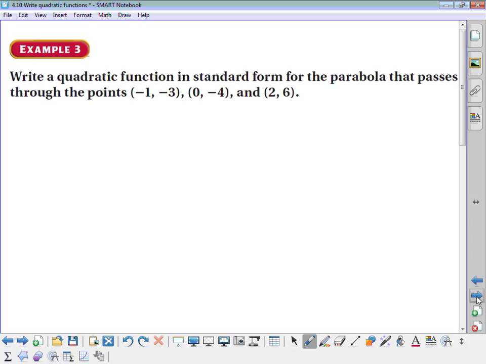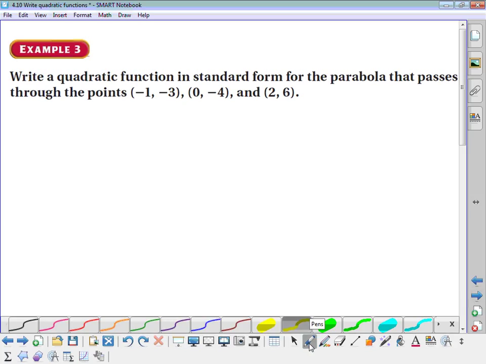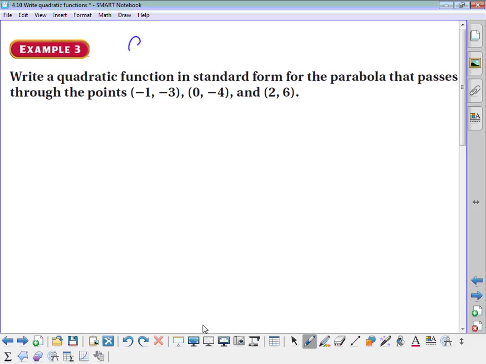All right. Now for example 3, I'm just given 3 random points on the parabola. We're going to write the quadratic function in standard form for the parabola that goes through the points negative 1, negative 3, 0, negative 4, and 2, 6. So first of all, I need to have my standard form for a parabola. So ax squared plus bx plus c is equal to y. And I'm going to plug each of those points in and get a new equation.